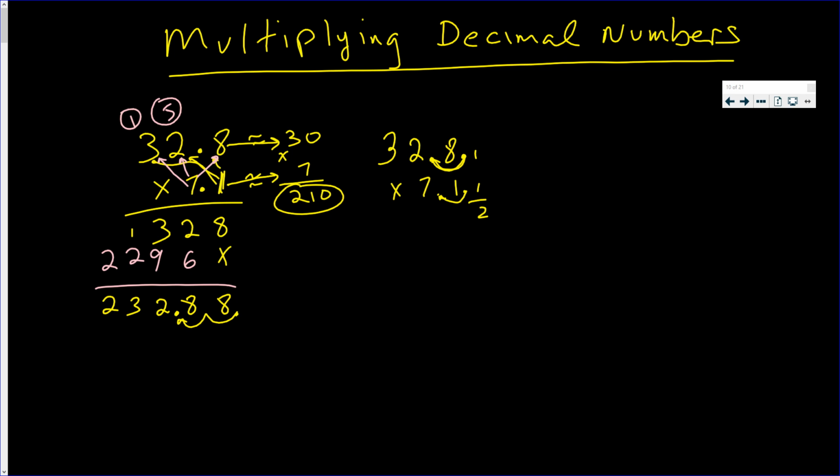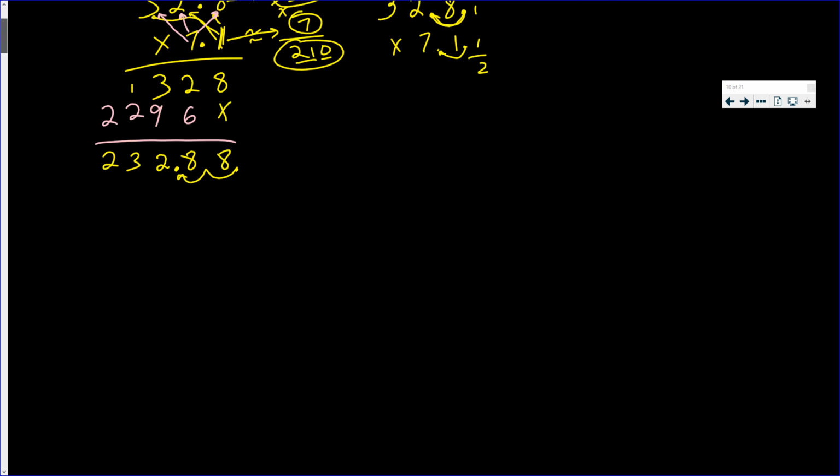But I hope you don't think it's hard to do 30 times 7. It's very similar to 3 times 7, but then add the 0. Okay, that's the first problem.